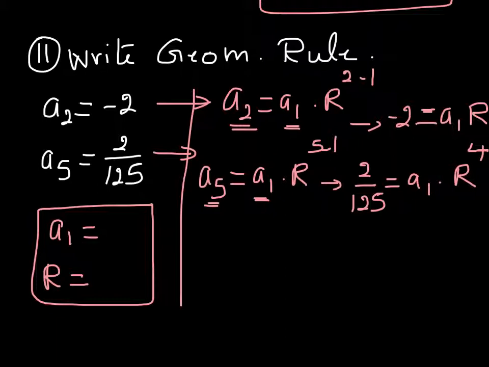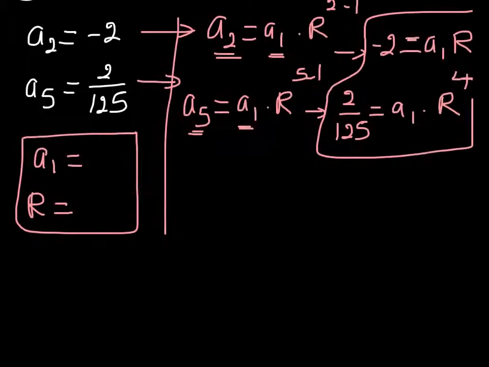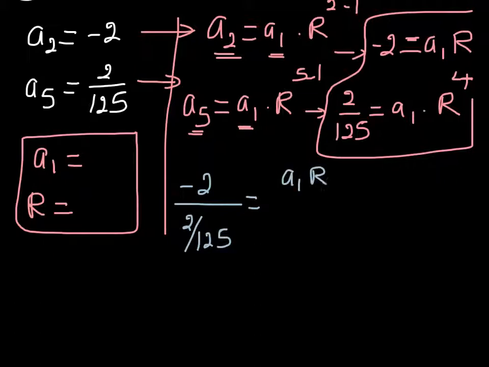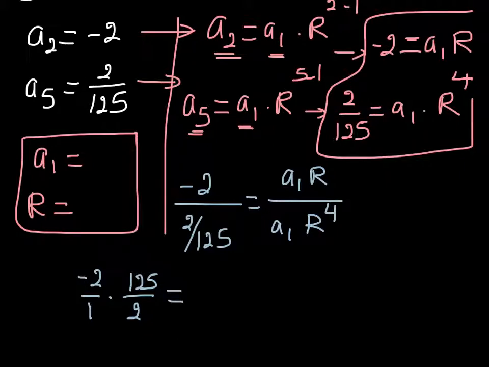Now here what I want you to do. I want you to take those two equations, two unknowns, and solve for a1 and r. This is what we're going to do. We're going to go ahead and divide the two equations. So take negative 2 divided by 2 over 125. And on the other side, we're going to take a1 times r and divide it by a1 times r raised to the fourth. So I took the first equation divided by the second. On the left-hand side, negative 2 over 1 multiplied by the reciprocal, which is 125 over 2. And on the right side, I'm going to cancel a1. It gives us 1 over r cubed.